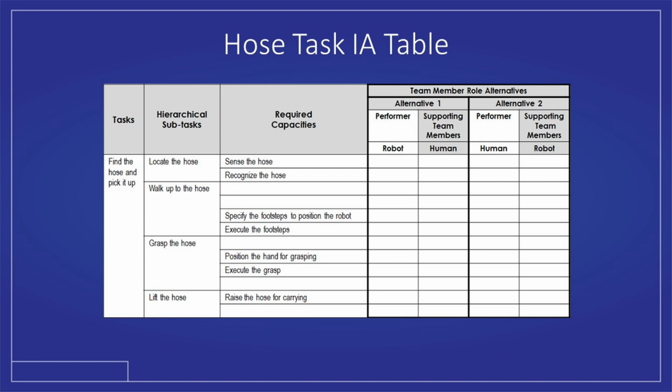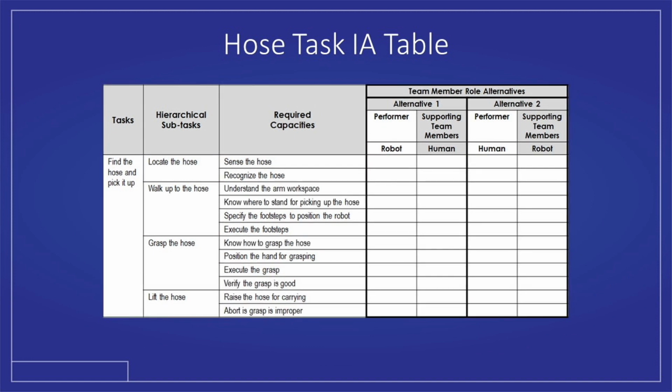One observation is this is all the physical actions, and it isn't really talking much about the cognitive actions. We need to make sure we include those. Some of those include understanding the arm workspace, knowing where to stand for picking up the hose, knowing how to grasp the hose, verifying that the grasp is good, and potentially aborting the grasp if it's improper.